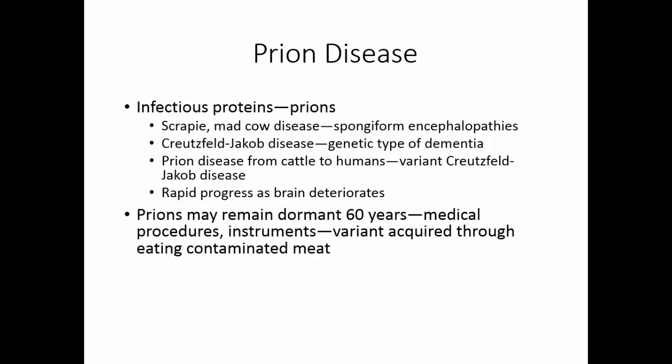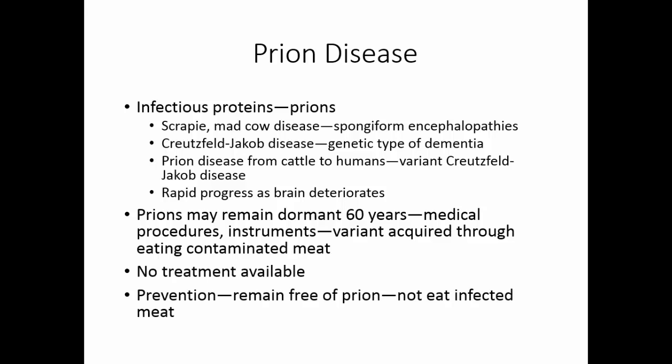Prions are highly indestructible. They may remain dormant for as long as 60 years. They have been transmitted through medical procedures and the use of instruments that, even though they were adequately sterilized for most things, did not kill prions. The variant seems to be acquired through eating contaminated meat. There is no treatment available. The best prevention is to remain prion-free, not eating infected meat.